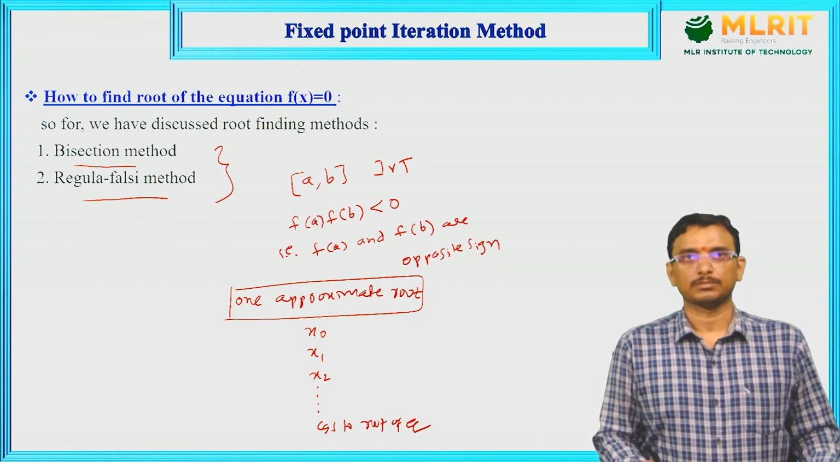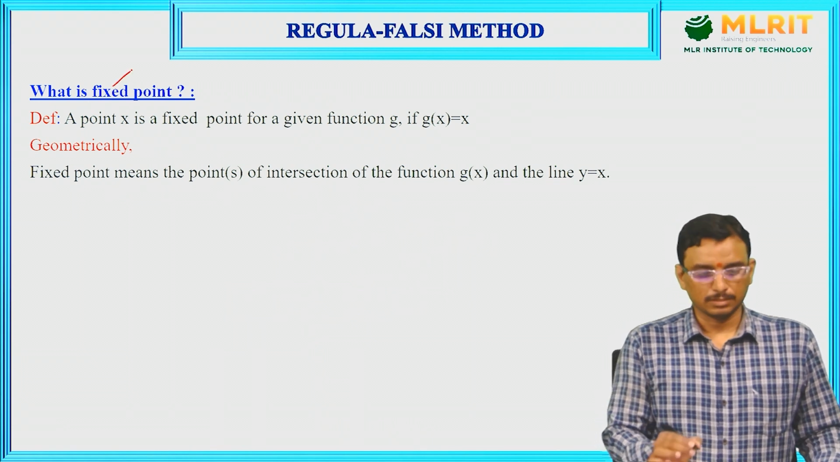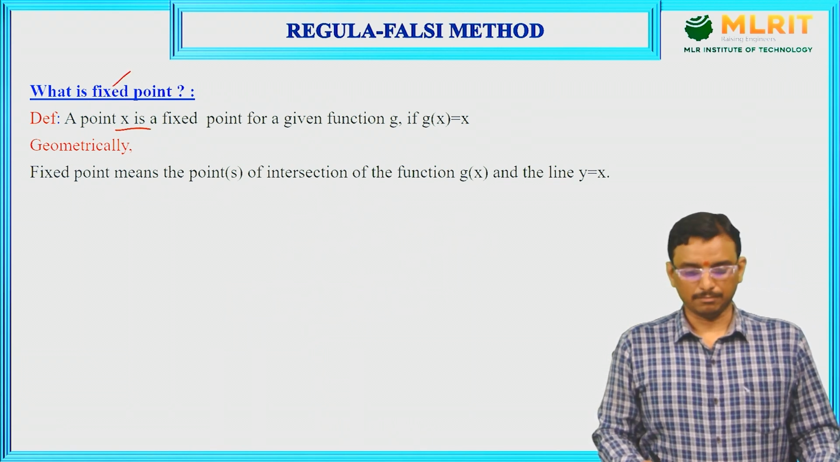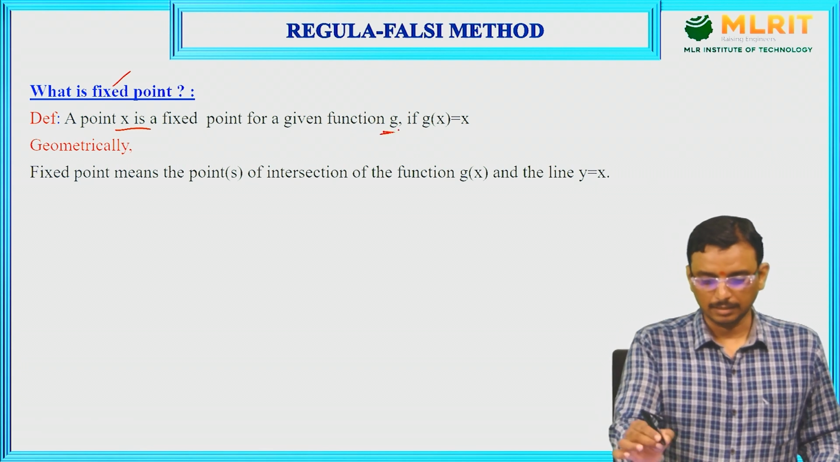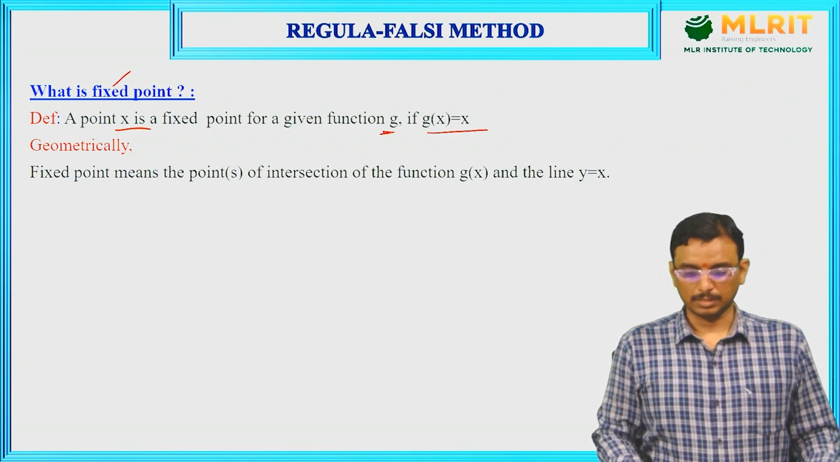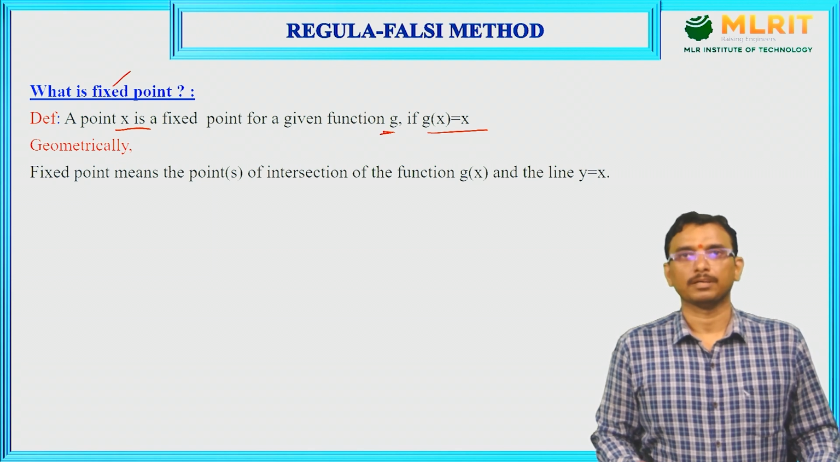And what is a fixed point? Now we have to discuss what a fixed point is. A point x is said to be a fixed point for a given function g if g(x) = x. That is, if we write x = g(x), then x is said to be a fixed point for the function g.